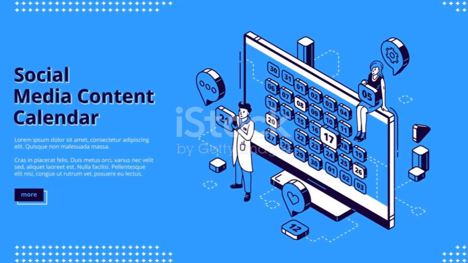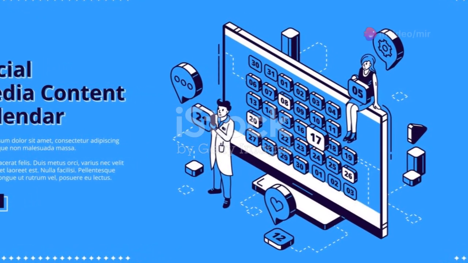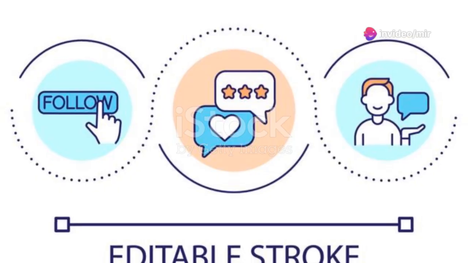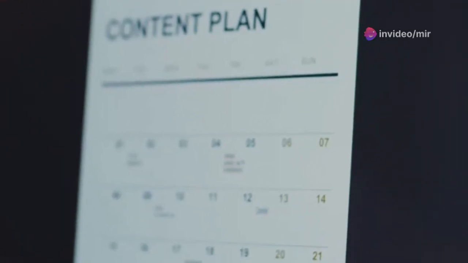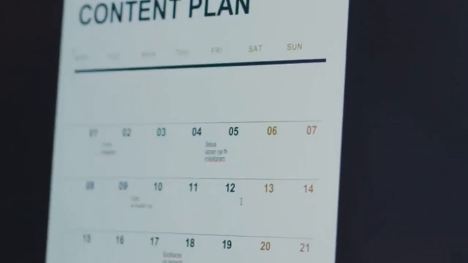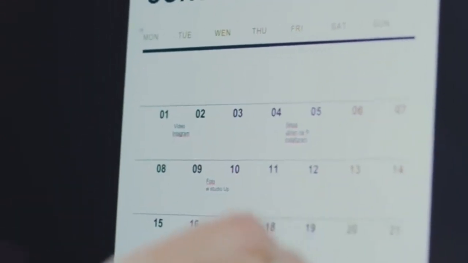Step 3. Consistency is crucial. Whether you post once a day or once a week, keep it consistent. This builds trust and keeps your audience coming back for more. Tools like scheduling software can help you stay on track, ensuring your social media feeds are never left gathering dust.